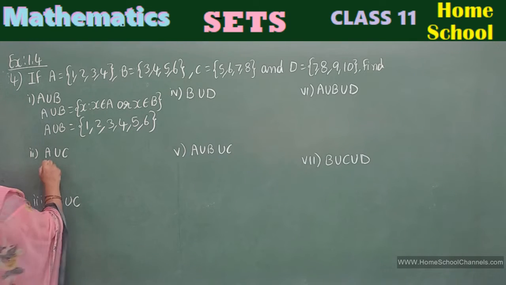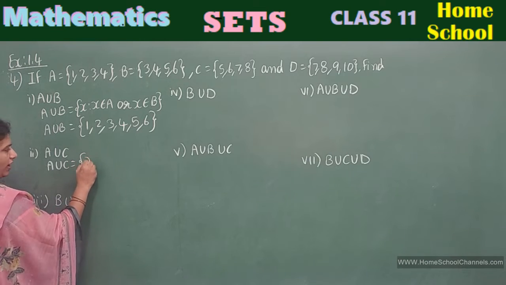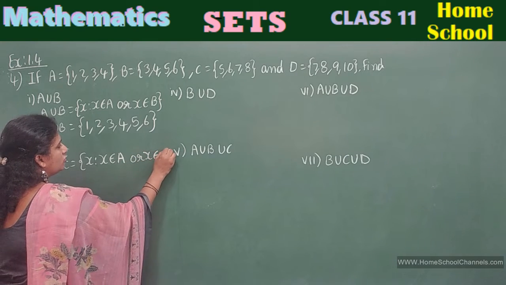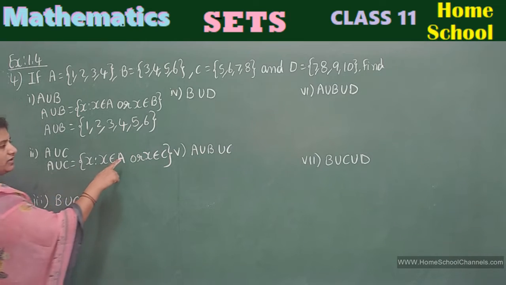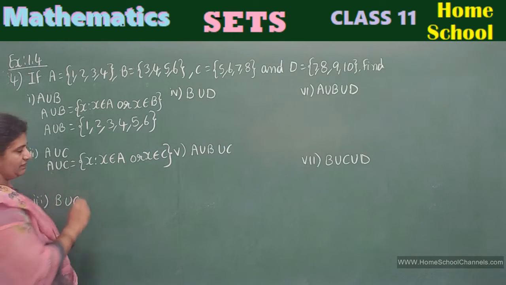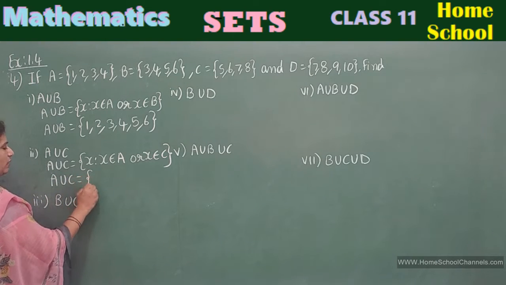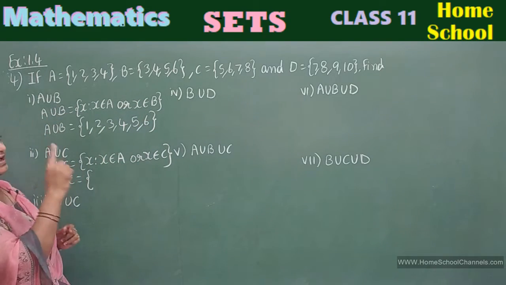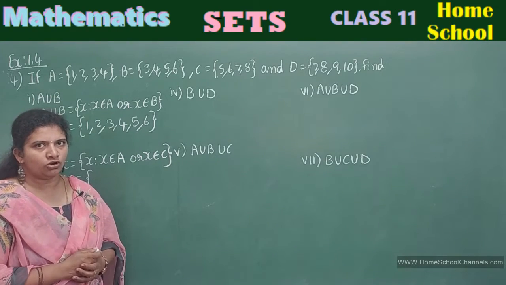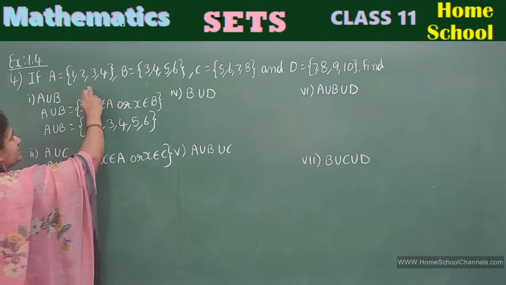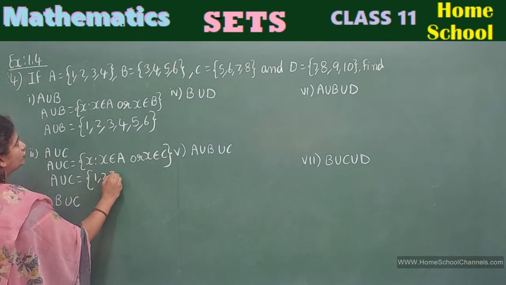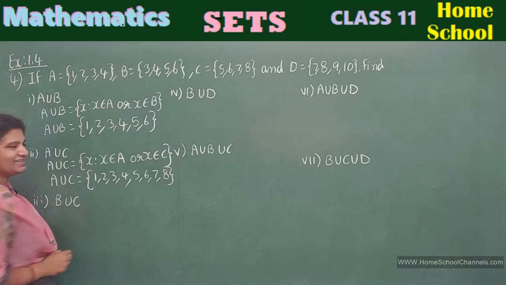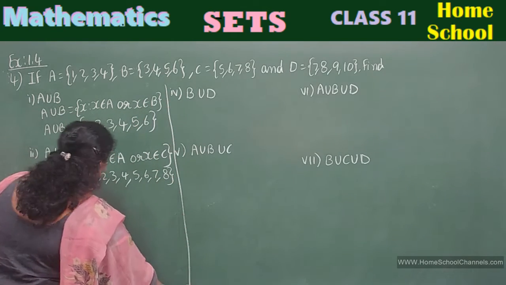See the second one. A union C. A union C is equal to the set of all x such that x belongs to A or x belongs to C. A and C, right? That is A union C is equal to. Observe A set and C set: 1, 2, 3, 4 and 5, 6, 7, 8. Is there any common element? There is no common element. So continuously write the elements in A and C: 1, 2, 3, 4, 5, 6, 7, 8. That's it.